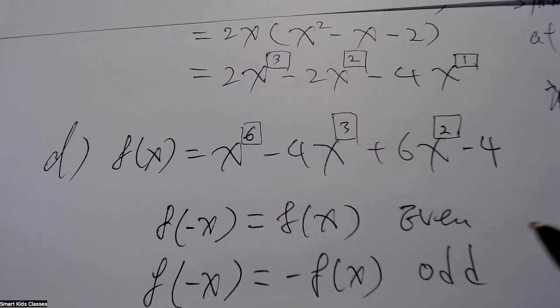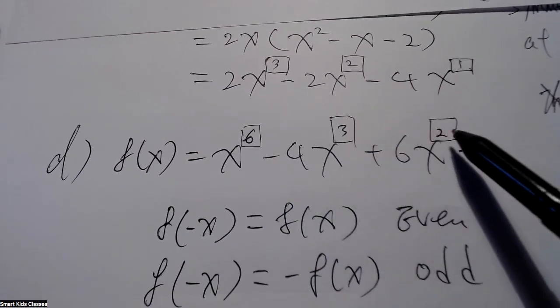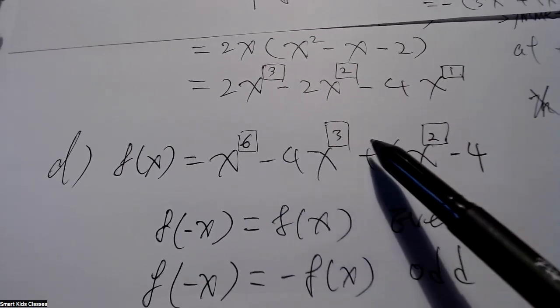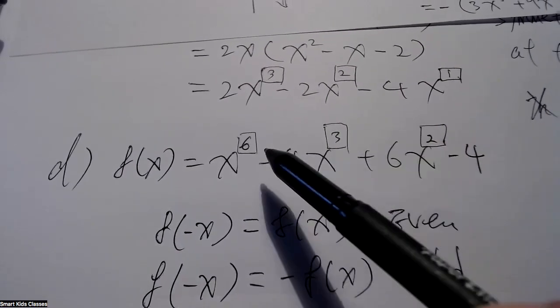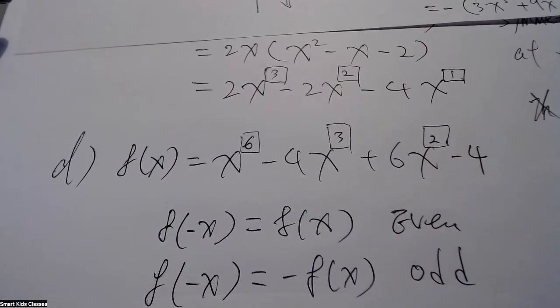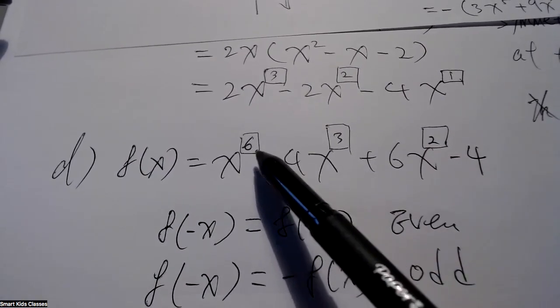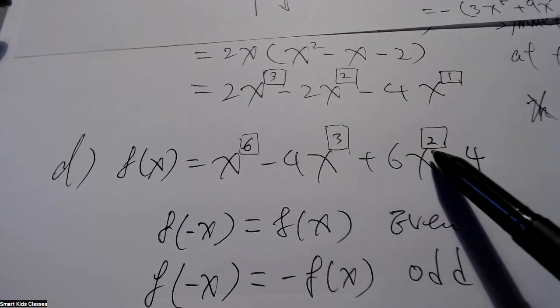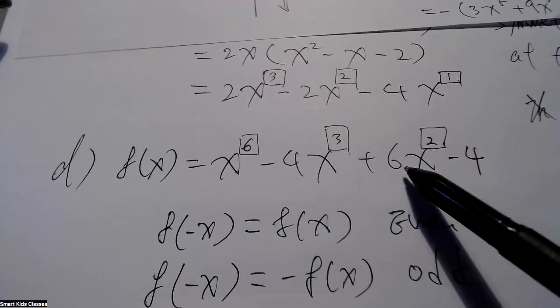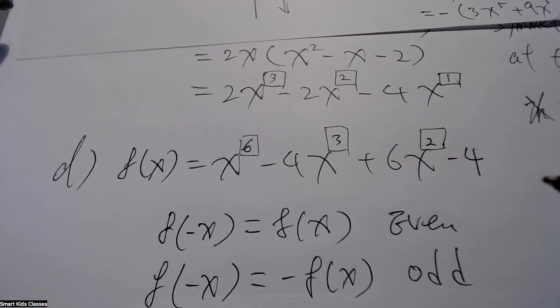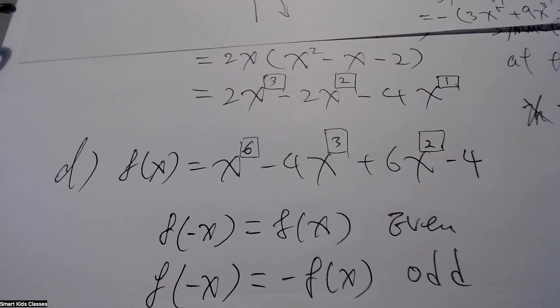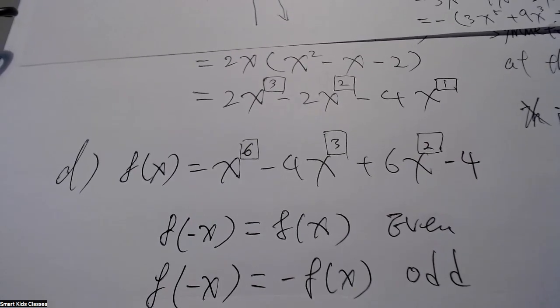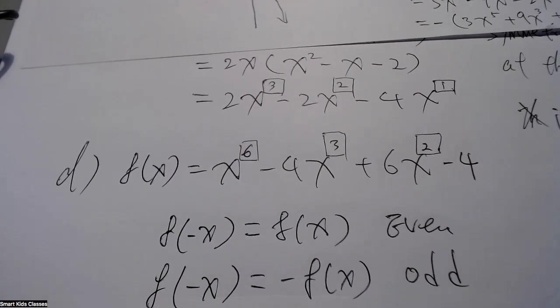Use a very simple way. Check the degree. If the degrees are consistent, even numbers, it is an even function. Consistent odd numbers, it is an odd function. If they are different degrees in a polynomial function, then the function is neither odd nor even, and does not belong to any of these types. So it has no symmetry at the origin and no symmetry at the y-axis.